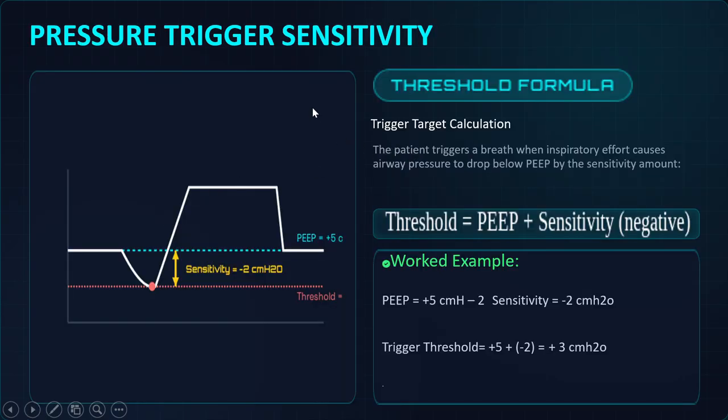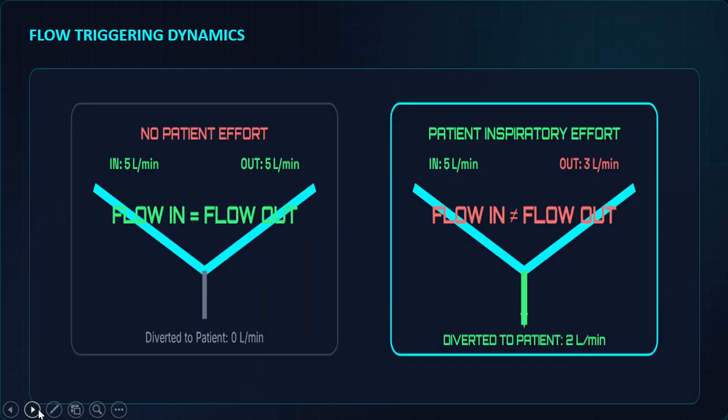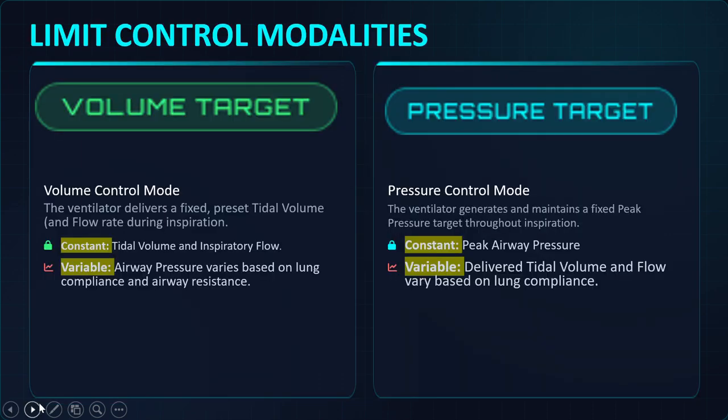And then pressure trigger sensitivity. If the patient's pressure decreases by -2, like you set PEEP 5 and it decreases by 2, it becomes 3 now, the patient will trigger to take inspiration. Flow trigger: here 5 liters out, 5 liters. If it decreases by 2 liters, less than the initial 5 liters, the ventilator delivers gas to the patient.